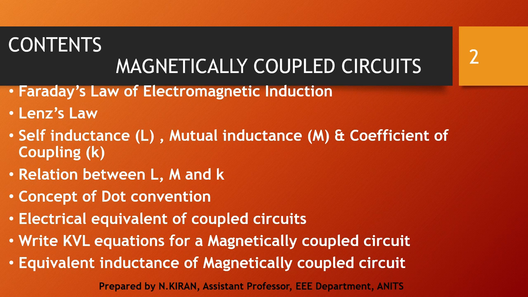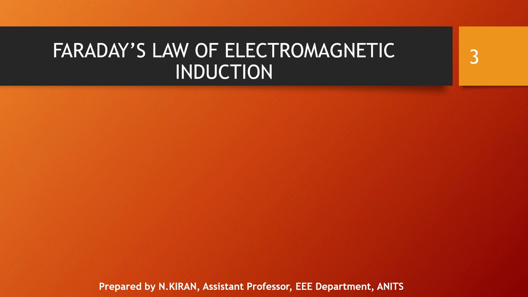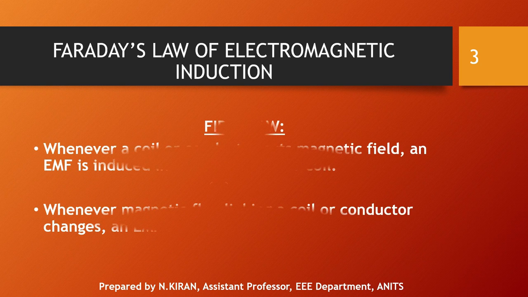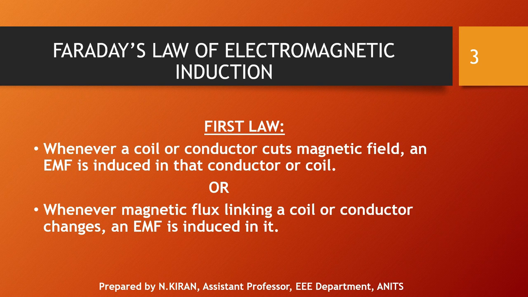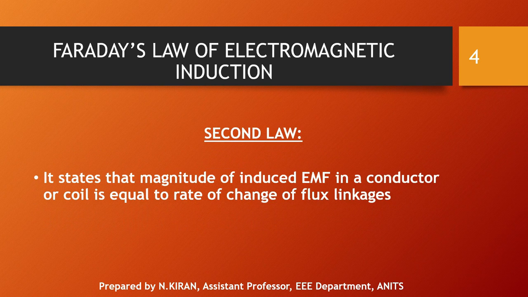So first let us see what is Faraday's law of electromagnetic induction. The first law states that whenever a coil or conductor cuts the magnetic field, an EMF is induced in that coil or conductor. It can also be stated in other words as: whenever the flux linking the coil or conductor changes, an EMF is induced in the coil or conductor. The second law states that the magnitude of this induced EMF is equal to the rate of change of flux linkages.